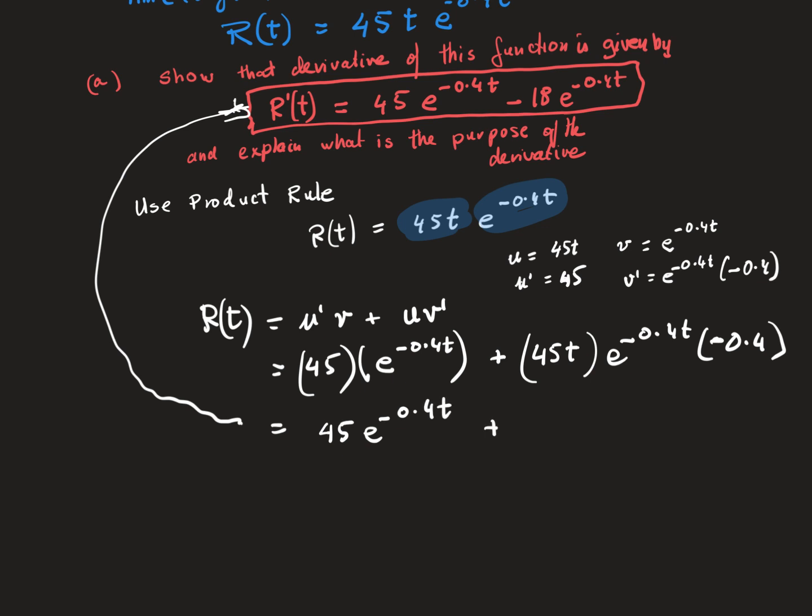0.4t. Okay, and now I want to go here and I'll multiply the 45t with the minus 0.4, and that's actually minus 18, correct? Yeah. Minus 18t e to the minus 0.4t. And because I've already written plus and minus here, I'll just rewrite this again. And this is what they wanted.